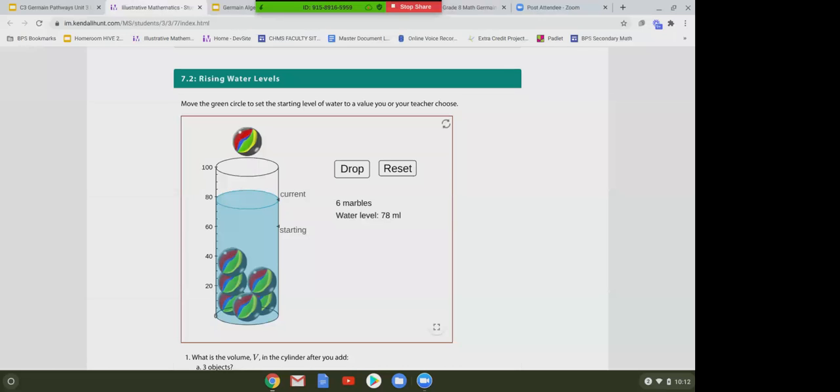it would go to, I think I just froze again. If I add another marble, we're at 7 marbles. It would be 81. 8 marbles would be at 84 milliliters. 9 marbles would be at 87 milliliters. And 10 marbles, look at that, would be at 90 milliliters.